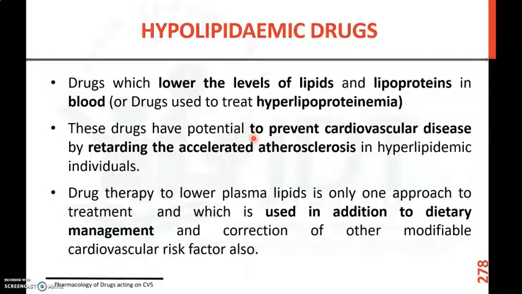Now, what is the use of hypolipidemic drugs? What is the importance? These drugs have some potential to prevent cardiovascular diseases by retarding accelerated atherosclerosis in case of hyperlipidemic individuals. So, for the treatment of hyperlipidemic individuals, we may have to go for drug therapy to lower the plasma lipid in addition to the dietary management and the correction of some modifiable cardiovascular risk factors.